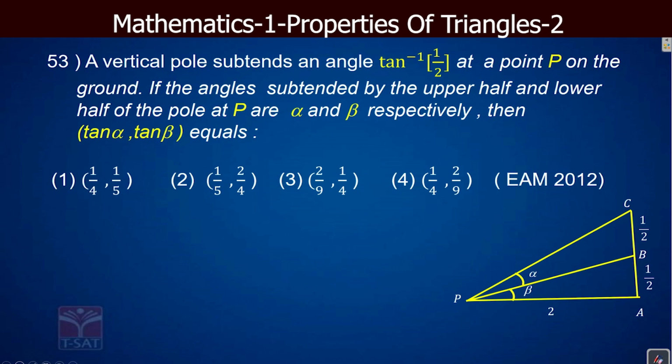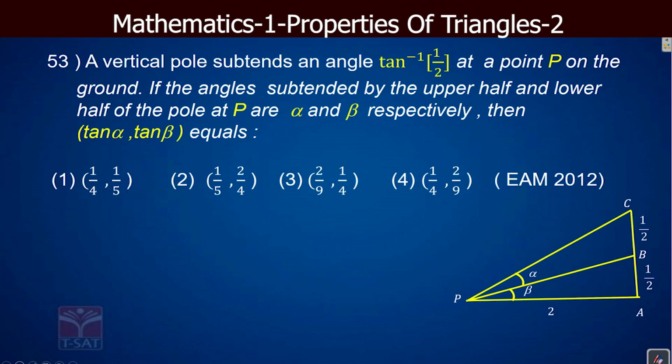EAPCET 2012 this is. See, regarding properties of triangles, in the present intermediate textbooks there is no separate chapter for heights and distances. Heights and distances problems are applications of properties of triangles. That's why a separate chapter is not given, unlike in previous years. Five or six years back there was a separate chapter for heights and distances, but it's removed because those problems are applications of properties of triangles.